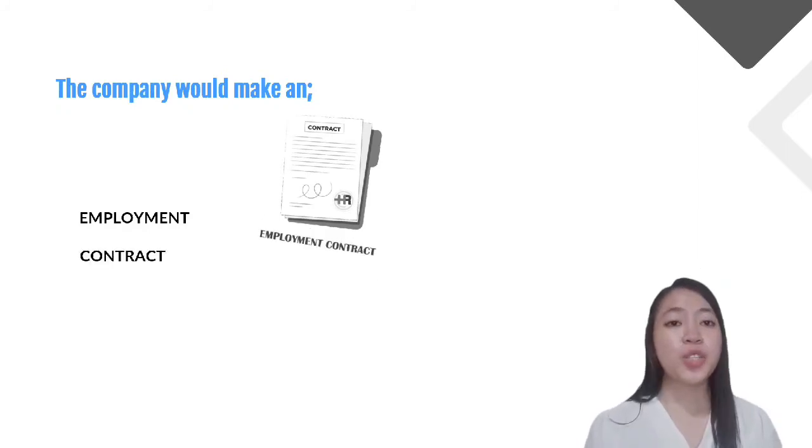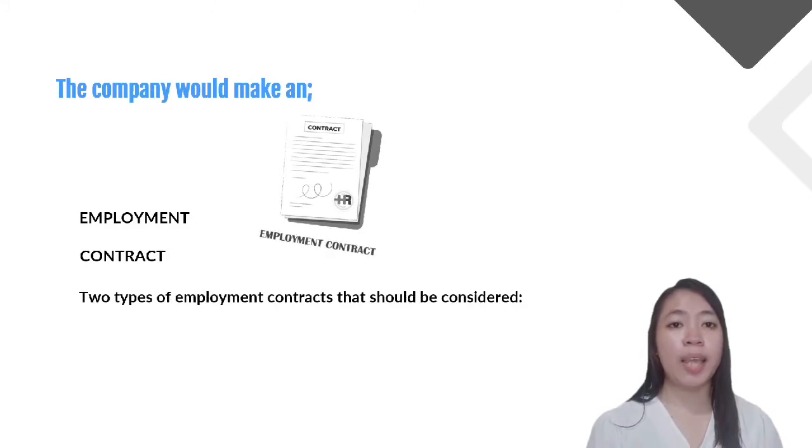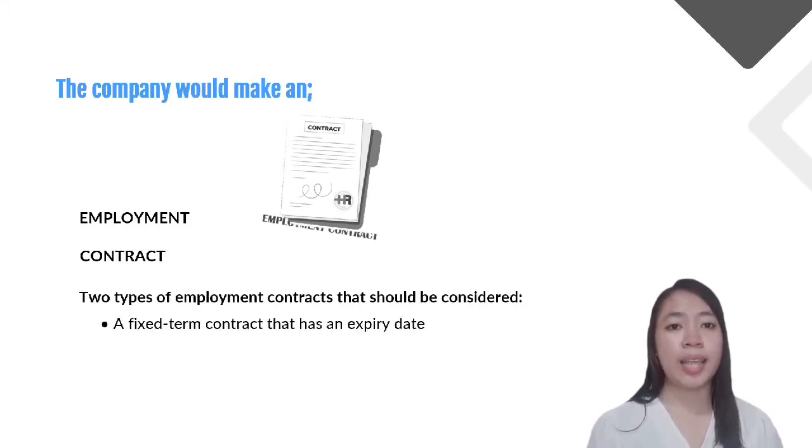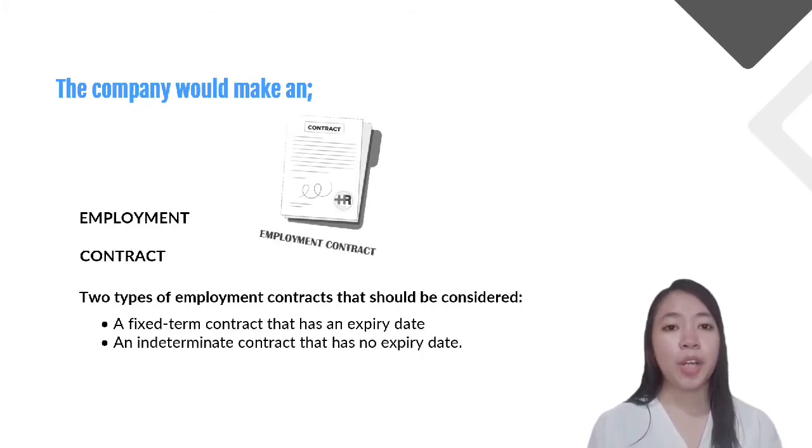Contract. There is no breach of contract if a person is employed but not given a chance to begin employment because either party has the right to end the employment relationship at any time. The terms and conditions for both parties should be made clear in this document. There are two types of employment contract that should be considered. First, a fixed-term contract that has an expiry date. Second, an indeterminate contract that has no expiry date.